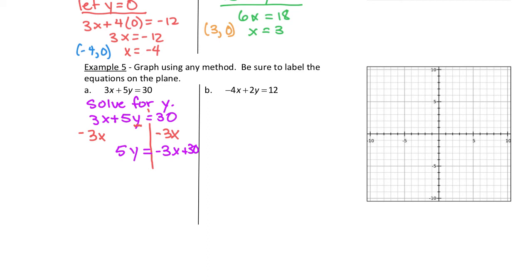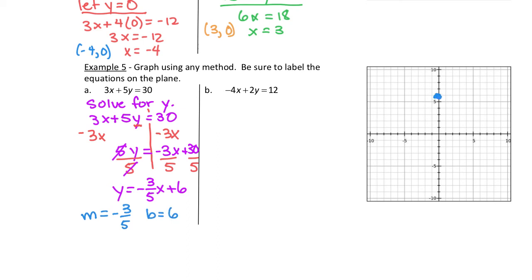Next, I need to divide the 5 from both sides. But when I do that, I need to make sure I divide it from all my terms. When I do that, the 5's cancel on the left side, and I end up with a fraction. So I've got y equals negative 3/5 x plus 6. You might prefer this method, especially if you liked to graph by slopes, because we can see now that my slope is negative 3/5 and my y-intercept was at 6.